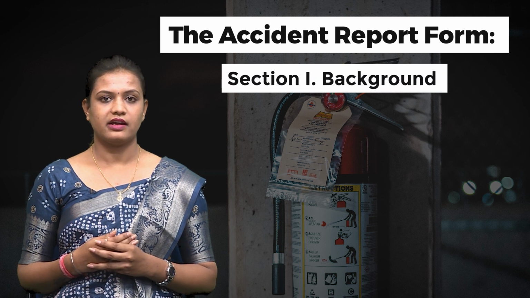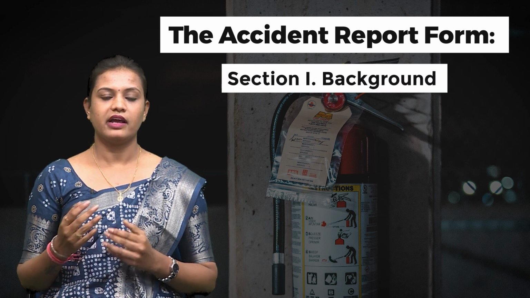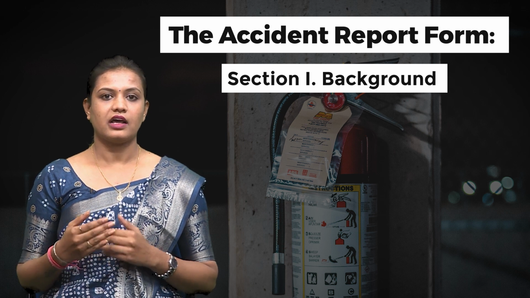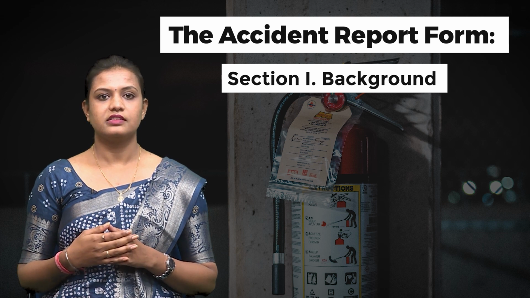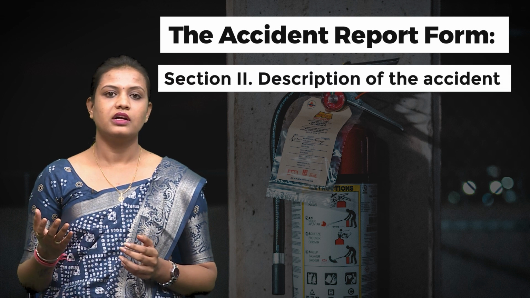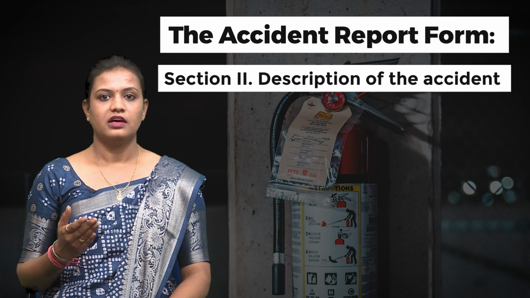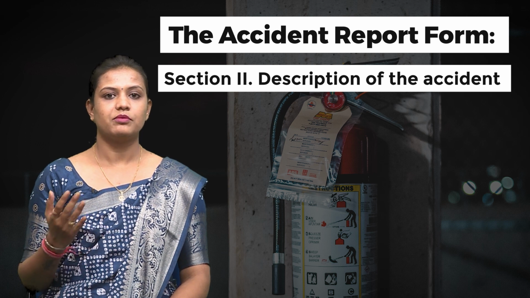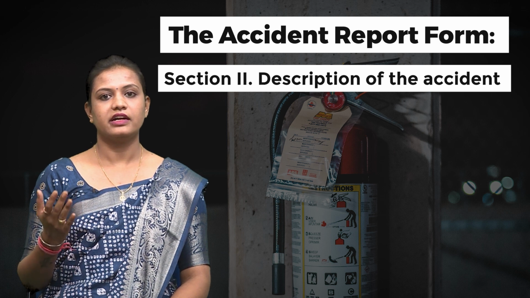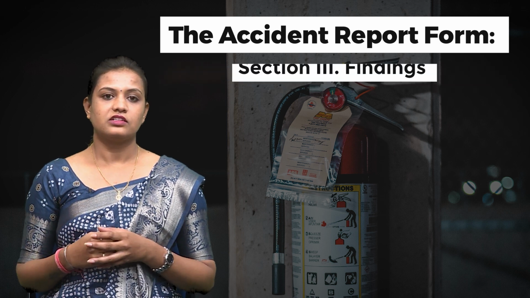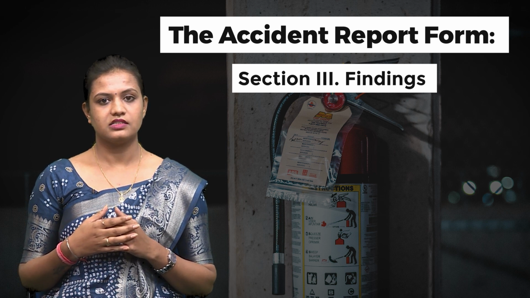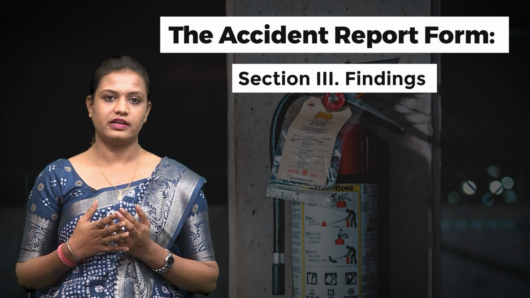Section 1 is background. This section contains background information that answers questions about the victim, the time, date, location of the accident, as well as other necessary details. Section 2, description of the accident. This section presents a descriptive narrative of the events leading up to, including, and immediately after the accident. Section number 3, findings. The findings section describes the hazardous conditions, unsafe behaviors, and system weaknesses.